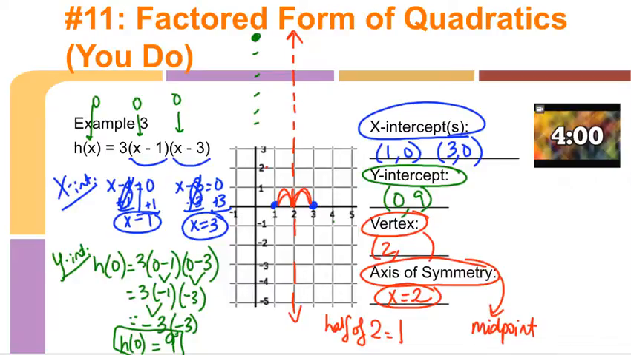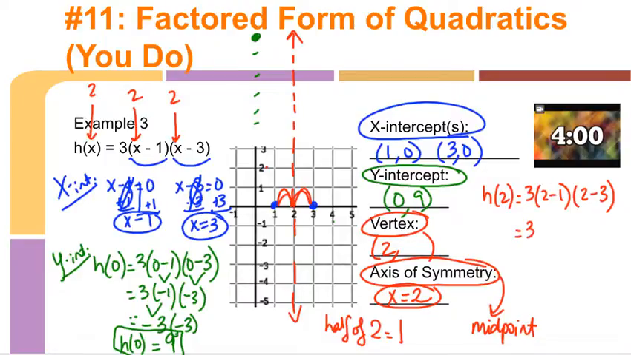So now I take my function, and instead of replacing zeros, I'm going to put 2's to figure out what my vertex is. So h of 2 equals 3 multiplied by 2 minus 1 multiplied by 2 minus 3. So that's 3. 2 minus 1 gives me 1. 2 minus 3 gives me negative 1. This is all multiplication. 3 times 1 gives me 3. Times negative 1 gives me negative 3. So h of 2 is going to be negative 3.